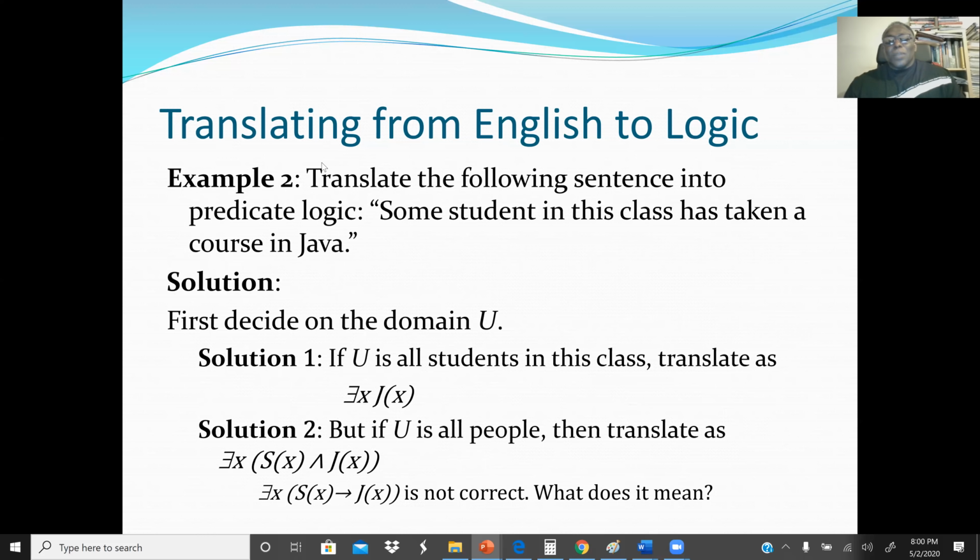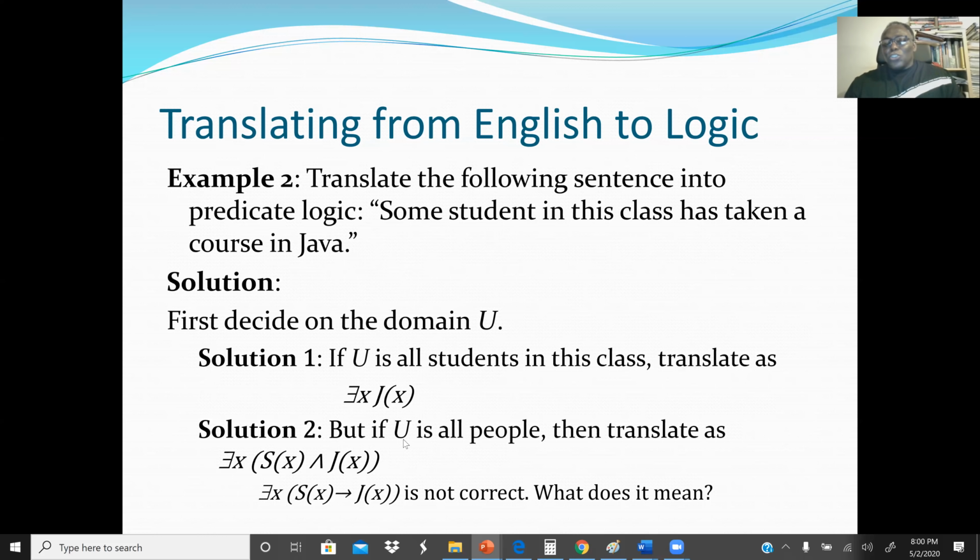Another question example is translate the following sentences into a predicate logic. Some students in this class are taking a course in Java. So here we just use some instead of all. So we use the symbol some. If U is all the students, then it will be some of the students have taken Java class. J at X is our student taking Java class. So some of the X students have taken Java class.